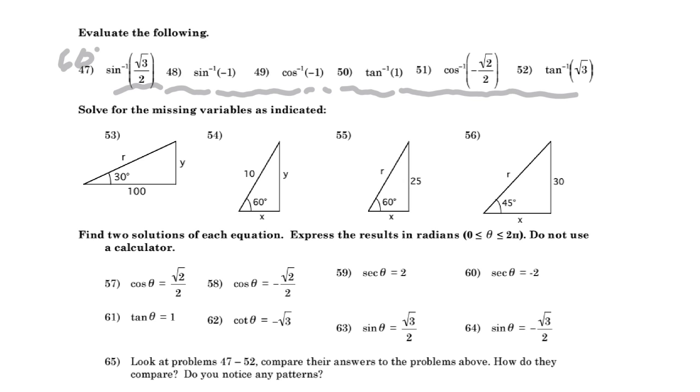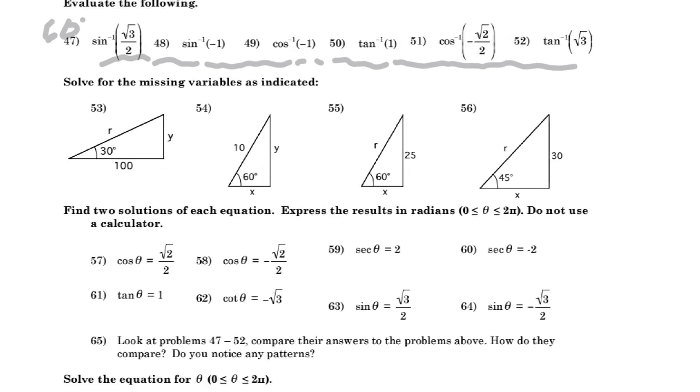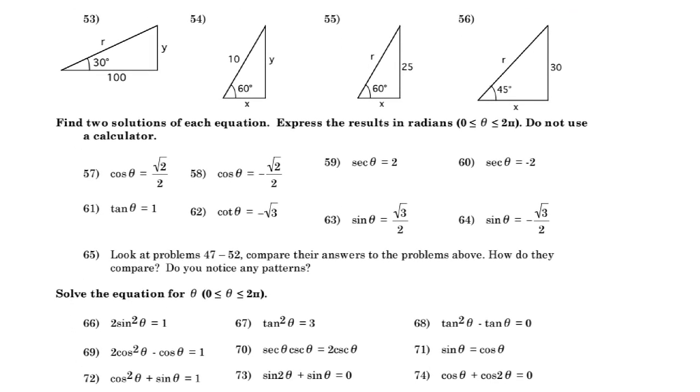The next section there, 53 through 56, is really right triangle trigonometry, and we're really not going to use that. Okay, so I wouldn't worry about 53 through 56. We'll talk about that if we need it in calculus. We'll talk about that more if it becomes available. All right.